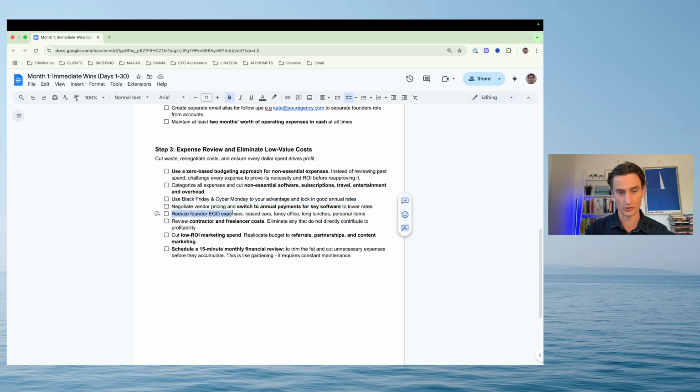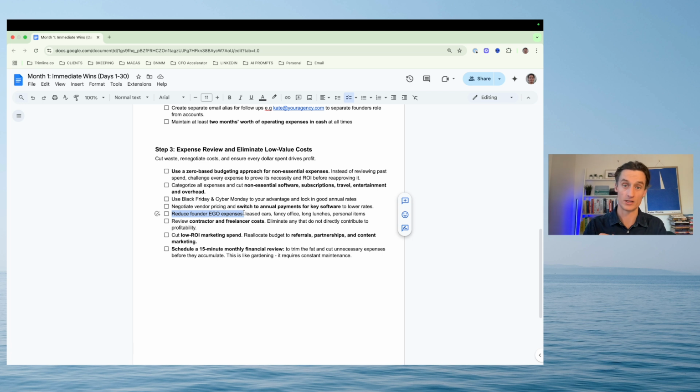This next one, reduce founder ego expenses. And an ego expense, I'm sure you can guess, is something that makes you feel good about yourself, but may not actually help the boat go faster and may not add to our success for the business. So we're all guilty of it, right? We're all human beings and we want to be seen, but it might be that fancy European lease car.